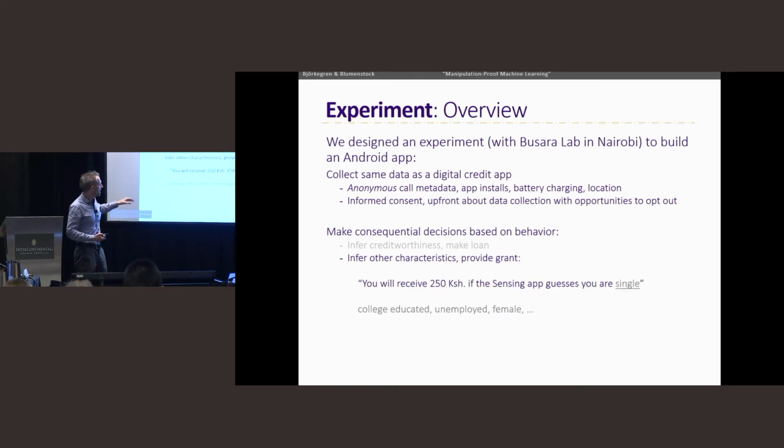And so, for example, one of these challenges that people receive is you will receive 250 Kenyan shillings if this sensing app guesses that you are single from the way you use your mobile phone, or college educated, or unemployed, or female, or any other number of ground truthable indicators. The full study is in progress with a bit over 1,000 people, but we'll give you a taste of what we're going to get from the pilot results.